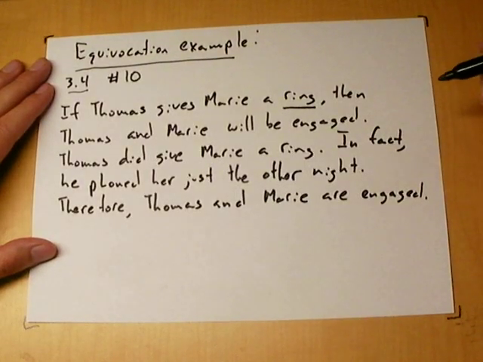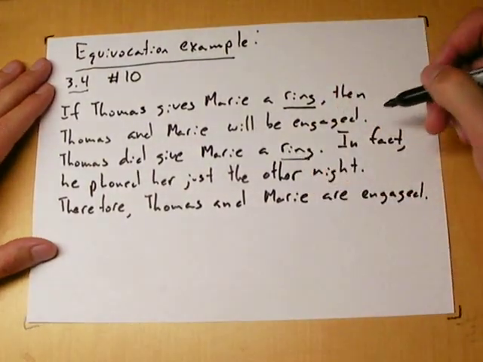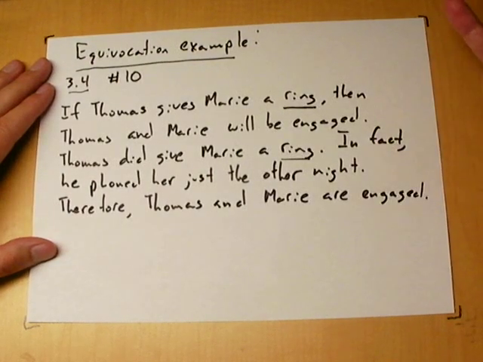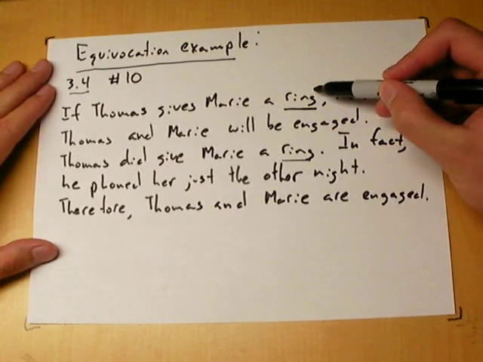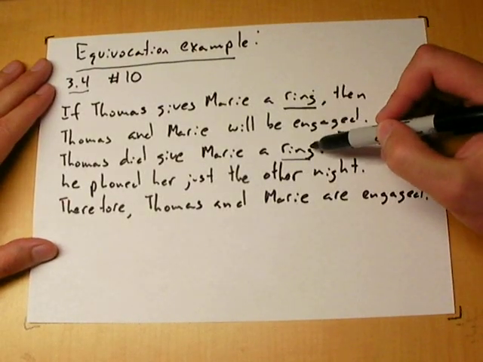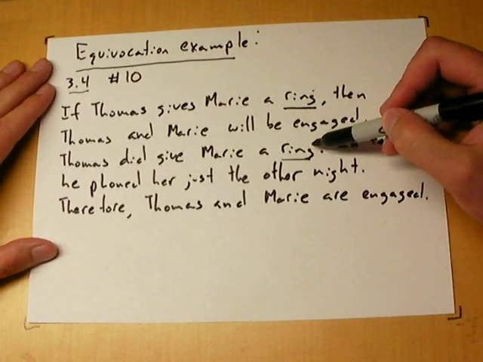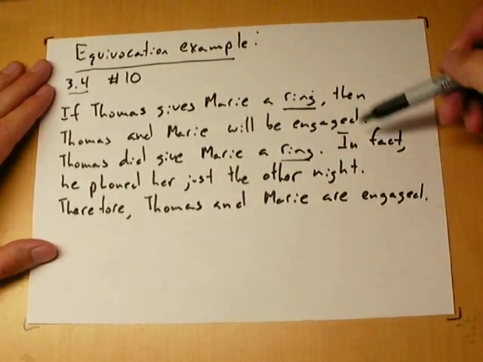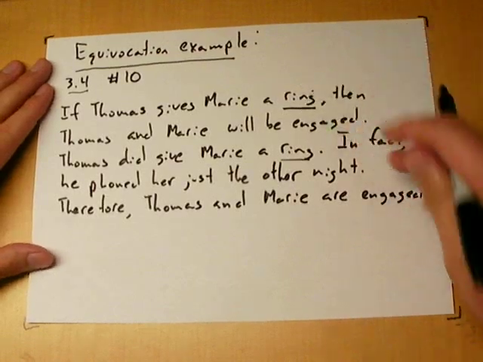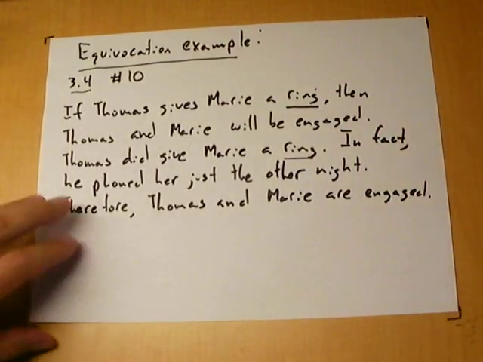The second definition of ring is to call somebody up, to ring their phone. So we've got an equivocation on ring. It's defined as an engagement ring, and then phoning somebody up, giving them a ring. Therefore, they're engaged. Pretty silly example, but an obvious equivocation on the word ring.